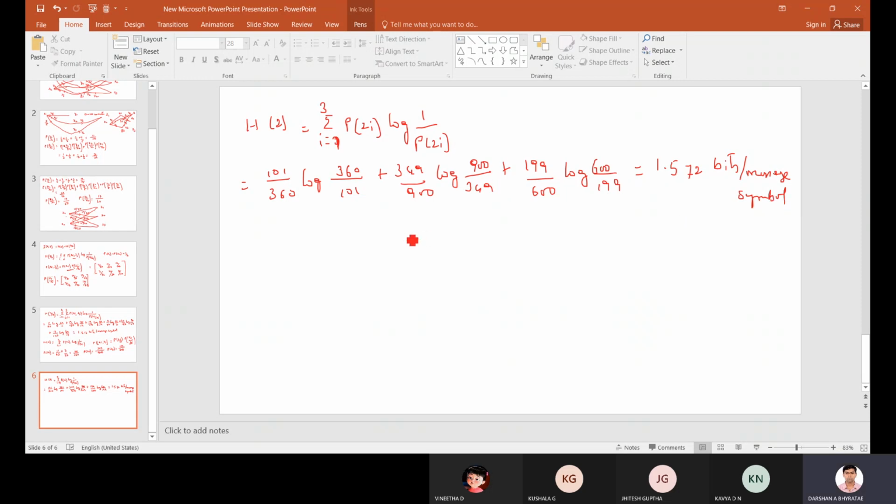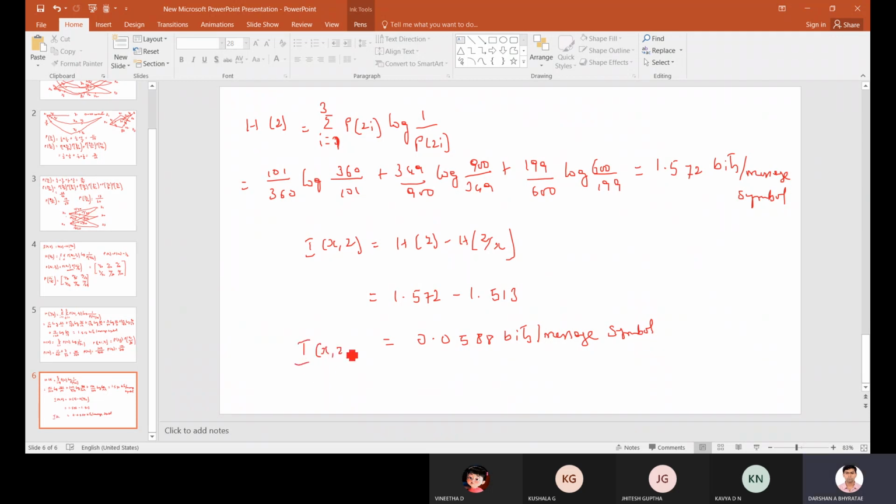Next is the mutual information. I of x comma z is equal to H of z minus H of z by x. We determined H of z as 1.572, minus 1.573 (the value of H of z by x). It becomes 0.0588 bits per message symbol. So this is I of x comma z.